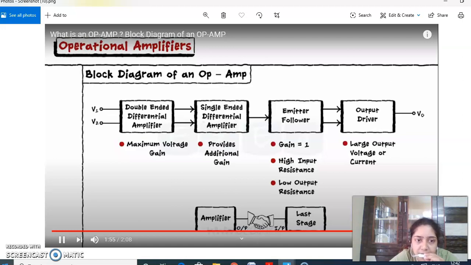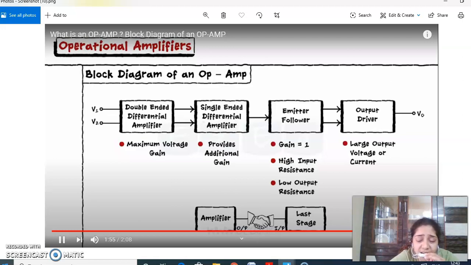Double-ended differential amplifier means that for this amplifier, we have to give 2 inputs and we get 2 outputs. So that is called double-ended. There are 2 inputs for the differential amplifier and 2 outputs we are getting from it. That's why it is called a double-ended differential amplifier, which provides maximum voltage gain, that is AV, right?